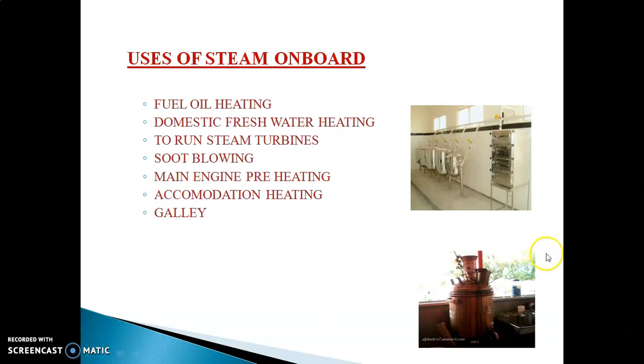Uses of steam on ships. Mainly it is used for heating the fuel oil, heating fresh water, and running steam turbines, soot blowing operations, preheating the main engine, accommodation heating, and galley.